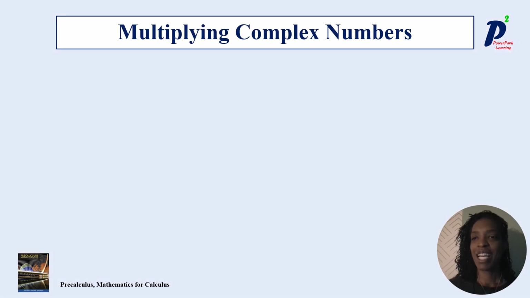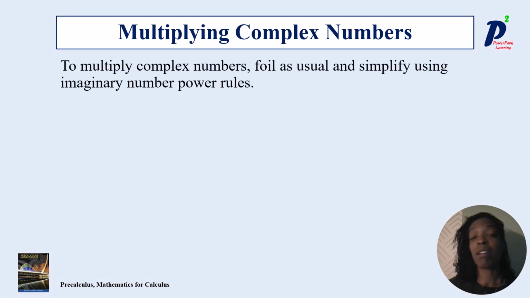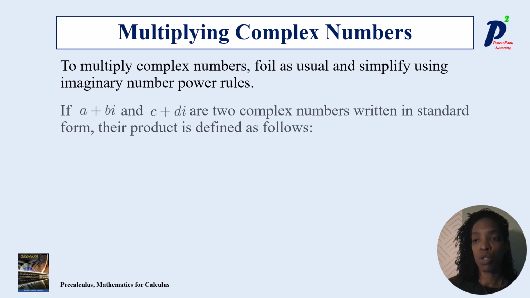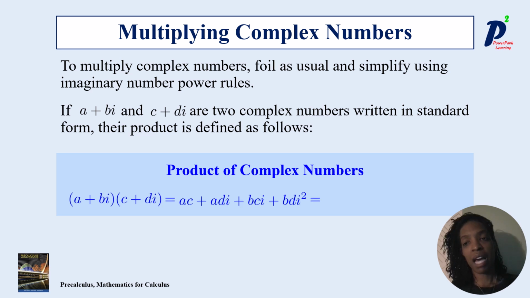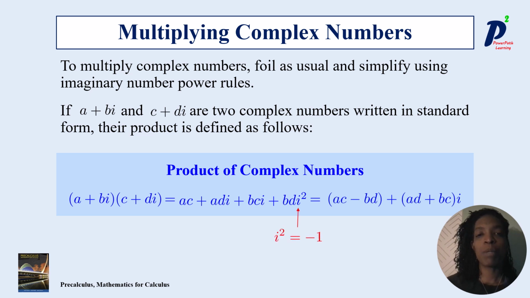And we're moving. Multiplying complex numbers is a lot like multiplying algebraic expressions. We FOIL as usual. So for example, if a plus bi and c plus di are two complex numbers written in standard form, their product is defined as follows. You FOIL to get ac plus adi plus bci plus bdi squared. But remember that i squared is actually negative 1. We recombine and we get ac minus bd plus ad plus bc i.